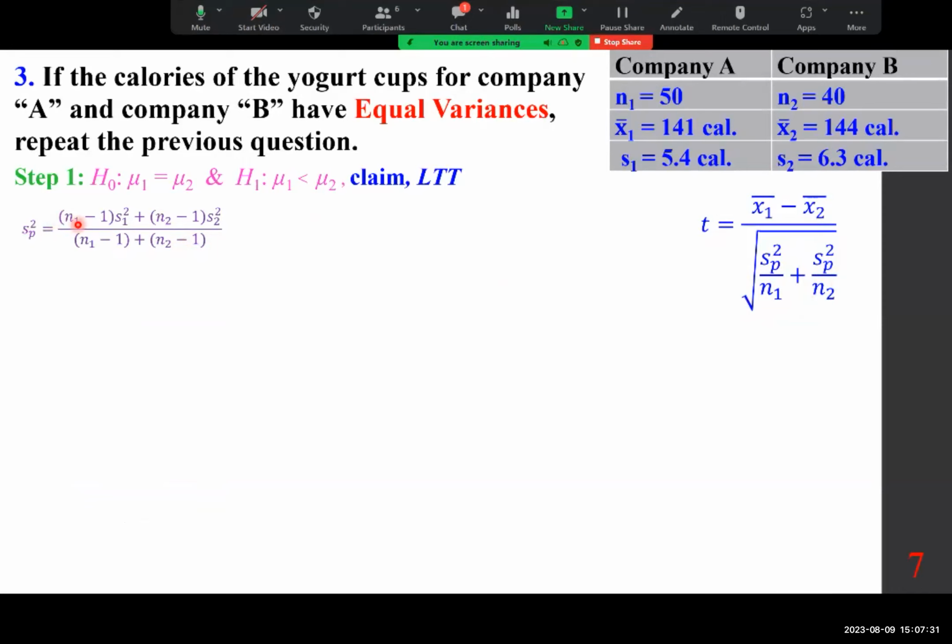So what is S sub p squared? It is N1 minus 1 times S1 squared plus N2 minus 1 times S2 squared, over N1 minus 1 plus N2 minus 1. They would be the same if you could add them up and divide by 2, if they had identical size, if N1 and N2 were equal. But anyways, you calculate S sub p squared using this formula and using the table: 49 times 5.4 squared plus 39 times 6.3 squared over 49 plus 39 results in 33.8267. This is called the pooled variance.